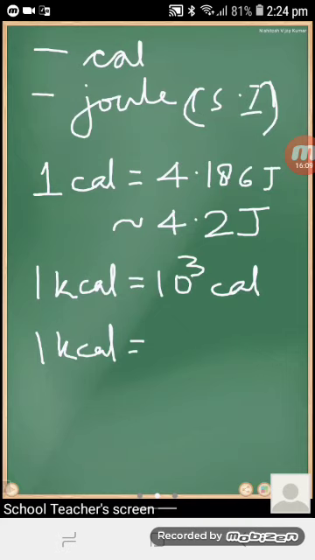One kilocalorie will be equivalent to 4200 joules, multiplied by 10 to the power 3. That is what you will get. So you should be able to define it.